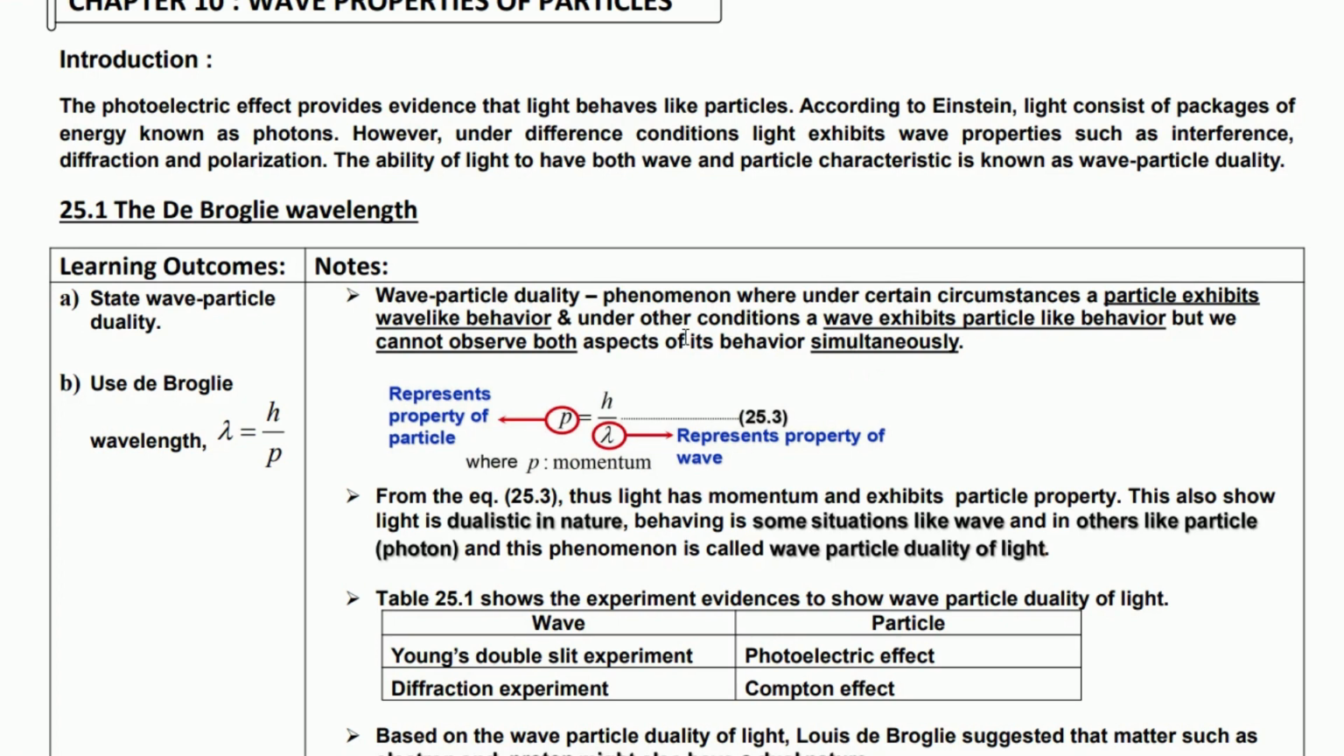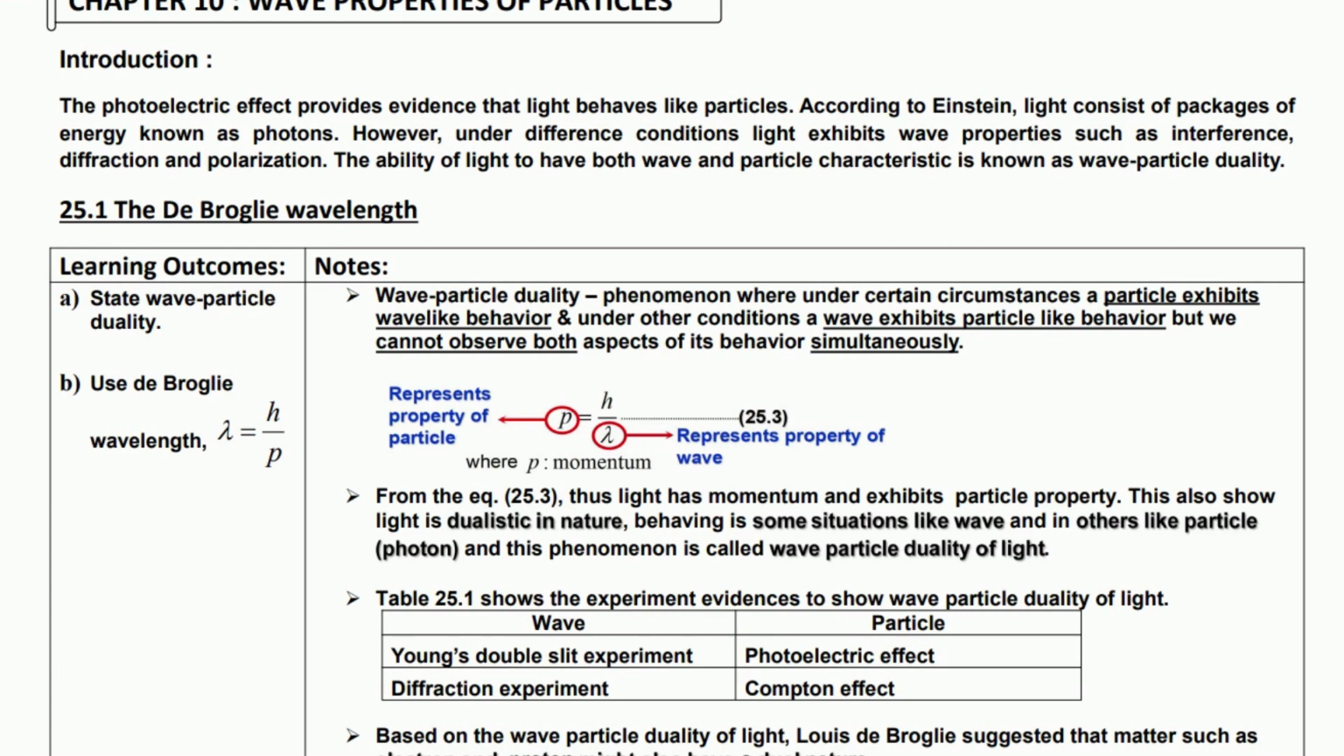Okay, so macam kita tahu tadi, okay, dalam keadaan-keadaan yang tertentu ya, particle exhibits wave-like behavior. Okay. And under certain conditions, a wave exhibits particle behavior. Tapi kita tak boleh tengok sifat ni pada masa yang sama. Dia berlaku satu-satu. Okay. Kalau dia jadi wave, dia ada sifat wave. Kalau dia jadi particle, dia ada sifat particle. Tapi kita tak boleh tengok kedua-dua sifat ni pada masa yang sama. Okay. Itu yang dimaksudkan sebagai wave particle duality.